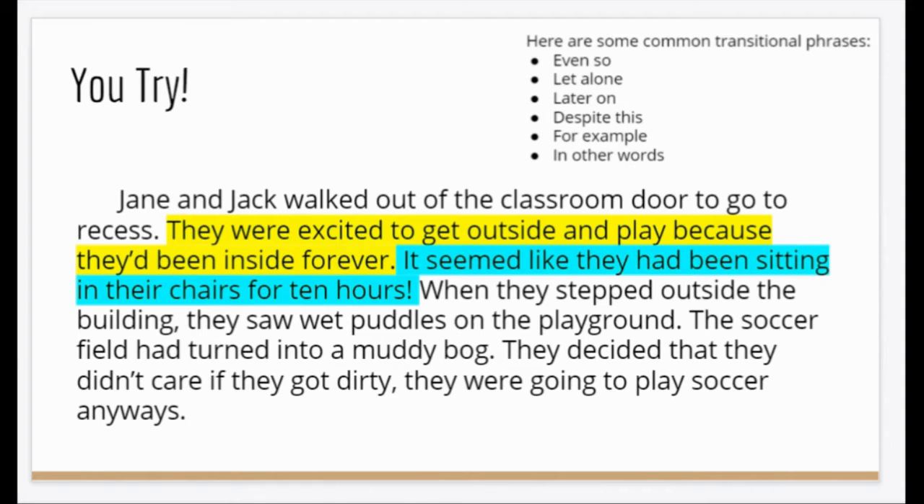So let's take a look at these two highlighted sentences. They were excited to get outside and play because they'd been inside forever. It seemed like they had been sitting in their chairs for 10 hours. What do you think we can add as a transitional phrase here? I'll give you another minute. Go ahead, turn and talk.